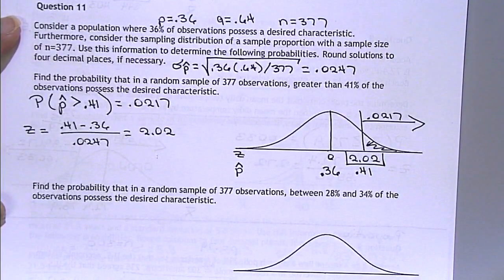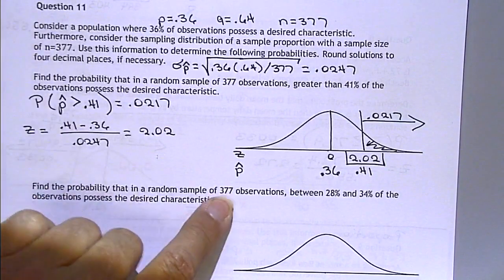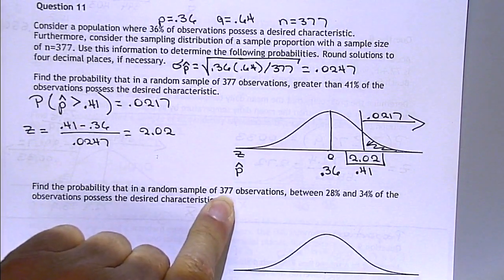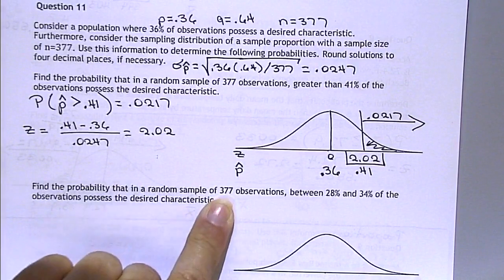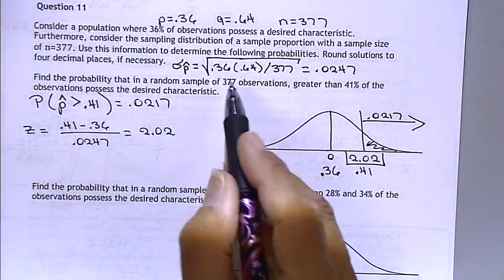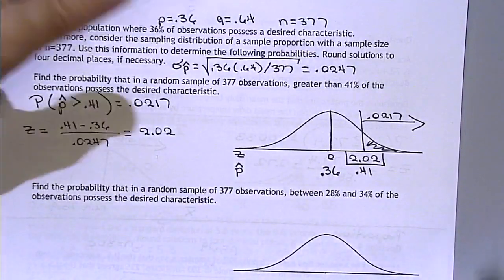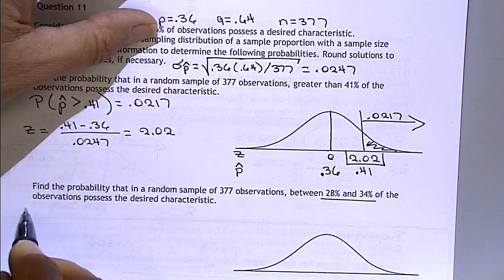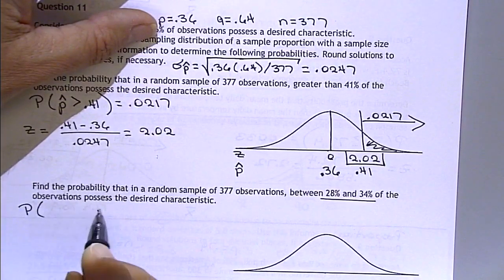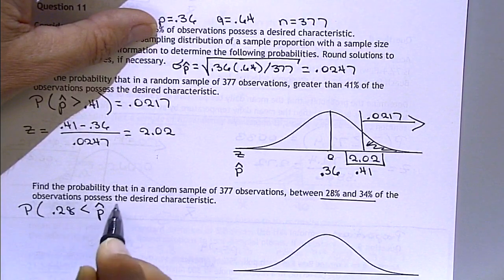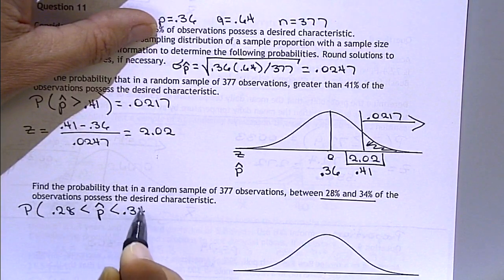The thing you really have to watch for, guys, is this. Watch and make sure they haven't changed the sample size. Because if they change the sample size, you got to recalculate the standard deviation, okay? All right. This time they didn't, though. Sample size of 377, sample size of 377. I can use the same standard deviation. But this time it's between these two p hats. So they want to know the probability that p hat is between two numbers, and those numbers are 0.28 and 0.34.